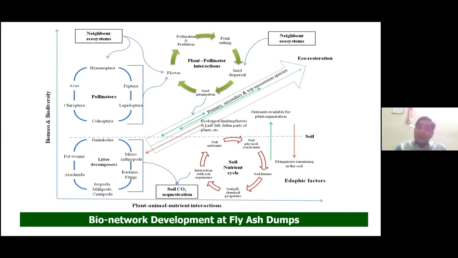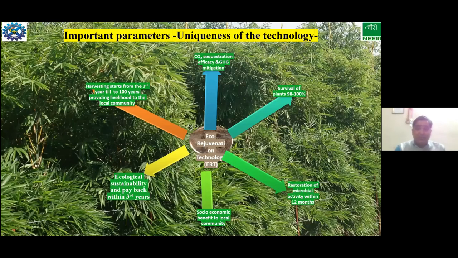So these are the important parameters and the uniqueness of the technology, friends: CO2 sequestration efficiency and carbon mitigation, survival of plants 98% to 100%, restoration of microbial activity within 12 months, socioeconomic benefit to the local community, ecological sustainability, and payback within 30 years, and other areas also.